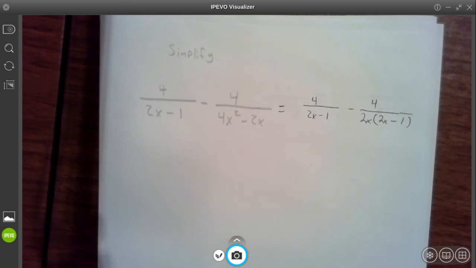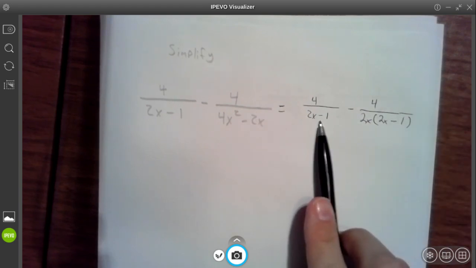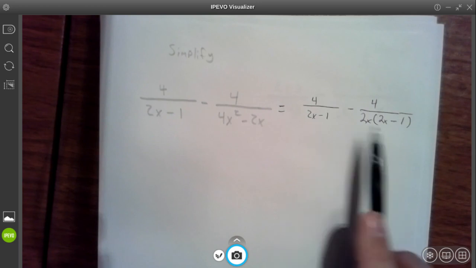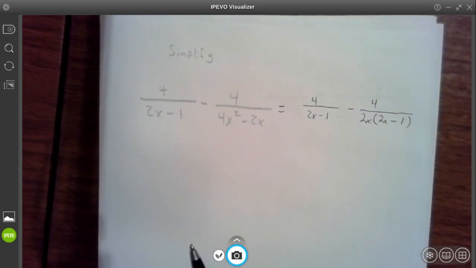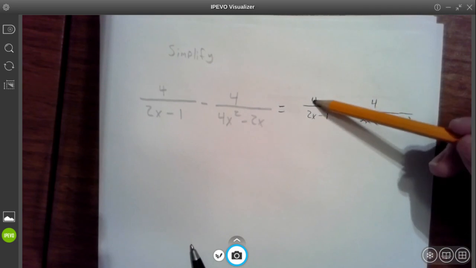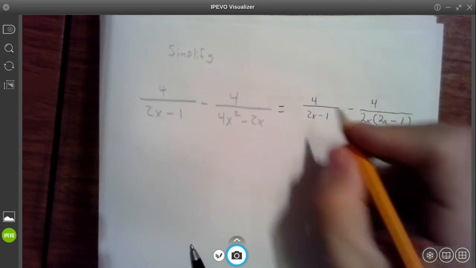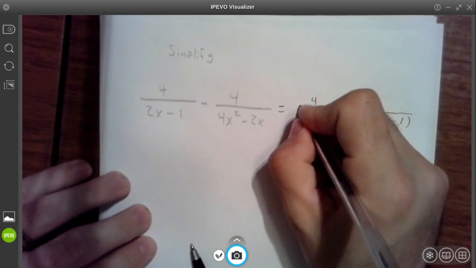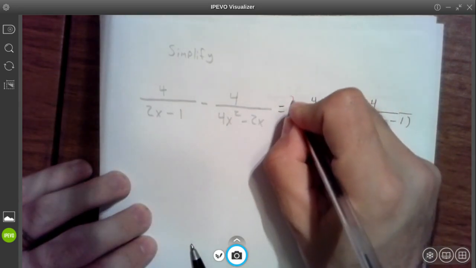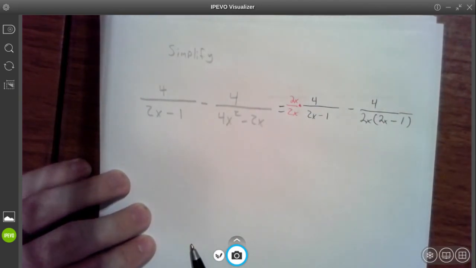All right, now that it's in factored form, I can see what I'm missing on each term. In order to join them, they've got to have the same factors. Well, this one is missing a 2x factor. It already has the 2x minus 1 factor, which is nice. So what I need to do is take the top and bottom of this and multiply it by 2x. Here, I'll use red. So I'm going to multiply top and bottom by 2x.